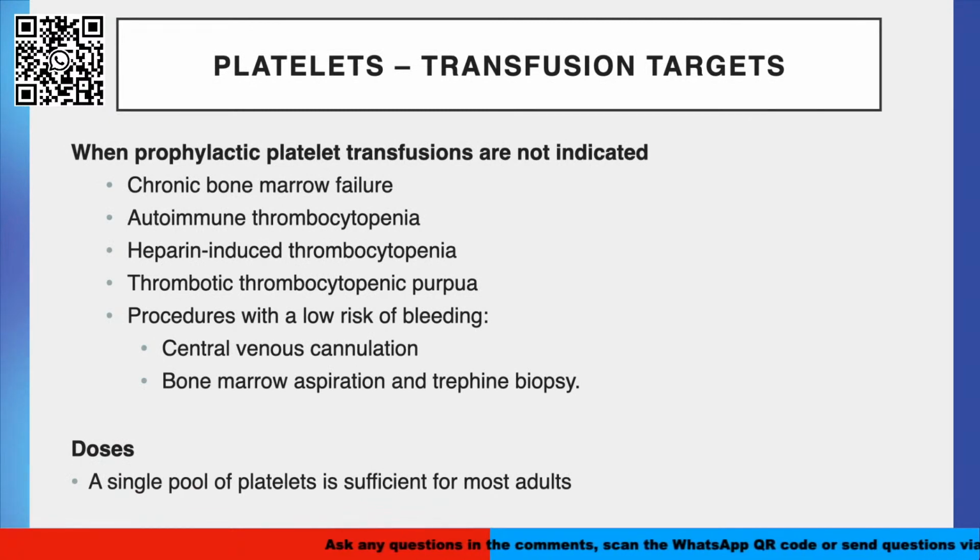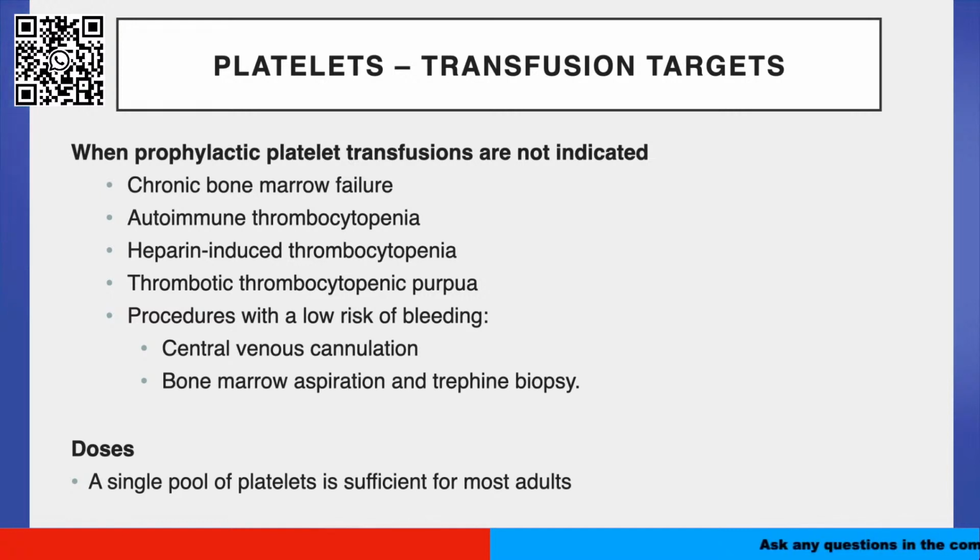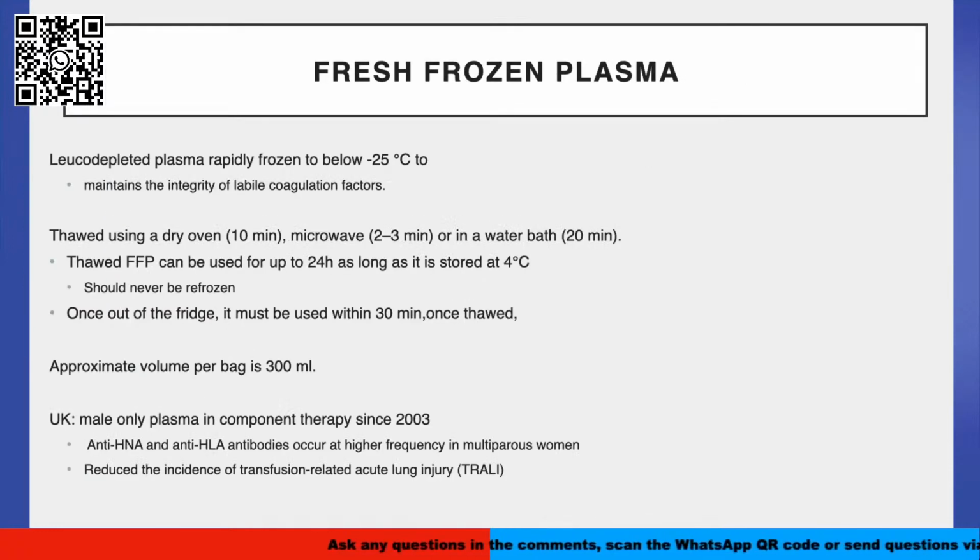There are times when prophylactic platelet transfusion is not indicated despite a low platelet count. This includes chronic bone marrow failure and a number of thrombocytopenias. There are also procedures which carry a low risk of bleeding, such as central venous cannulation or bone marrow aspiration and trephine biopsy, and these can be carried out without platelet transfusion. Generally, a single pool of platelets is sufficient for most adults.